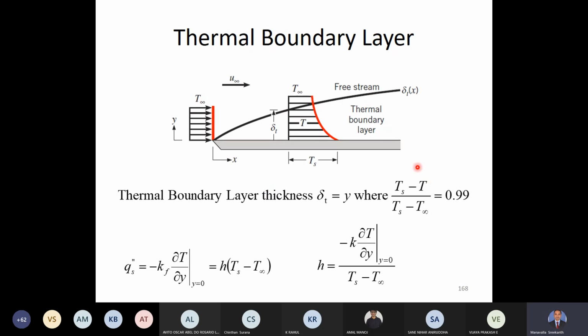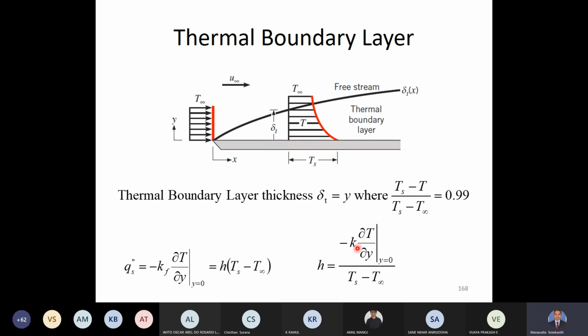Okay, so you see here how to evaluate the heat transfer coefficient. We should know the thermal conductivity of the fluid, which can be known because it's a material property. We should be able to measure the thermal gradients here, ∂T/∂y at y equals 0. That means at the plate surface, we should be able to measure the temperature variations with respect to height.